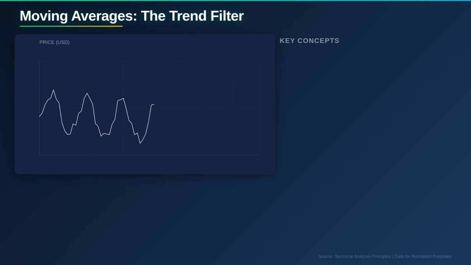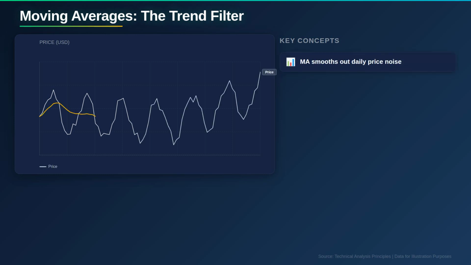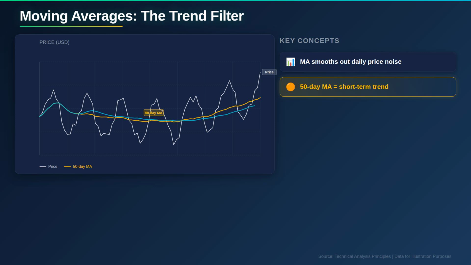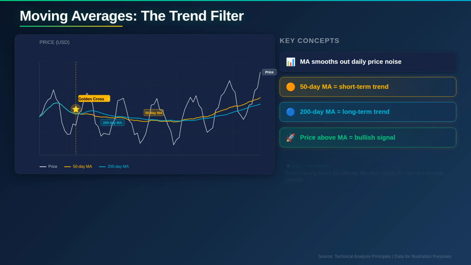Here's where it gets really useful. On most charts, you'll see one or two smooth lines running through the jagged price action. Those are called moving averages, and they're one of the most widely used tools in investing. A moving average simply takes the average closing price over a set number of days. The 50-day moving average shows short-term momentum. The 200-day moving average shows the bigger, longer-term trend.